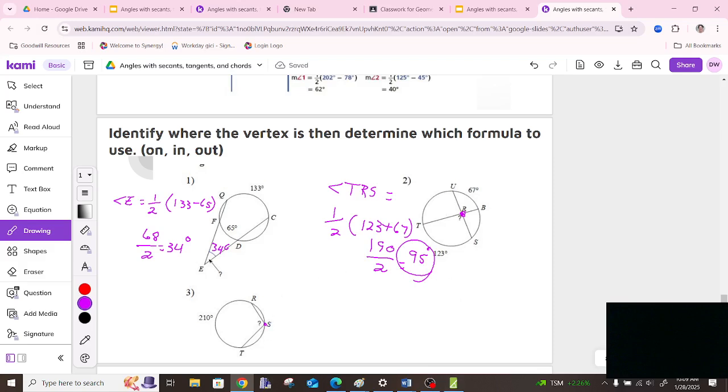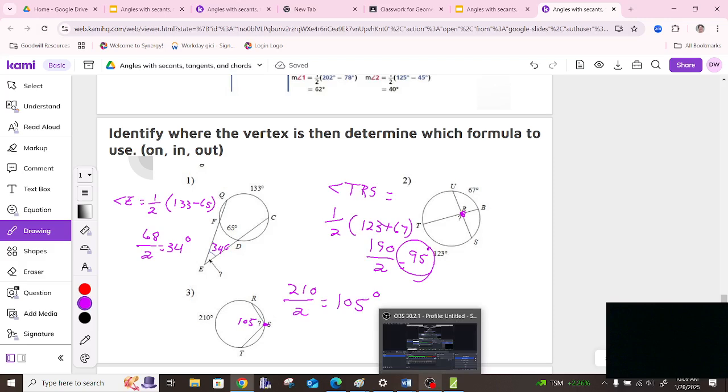Okay, this one's on the circle. So basically, this is an inscribed angle here, right? So what do I do with this 210 to figure this out? 210 divided by 2 is equal to 105 degrees. Must be 105.